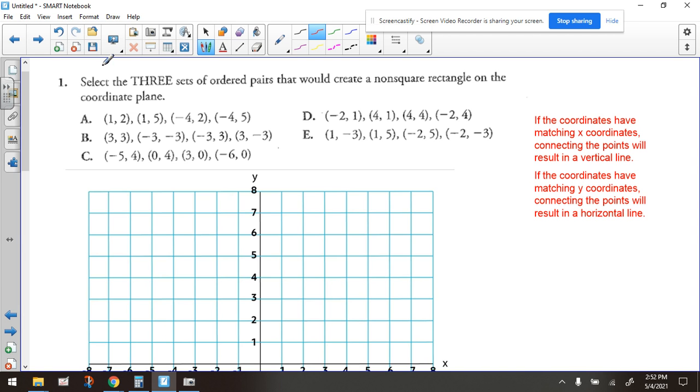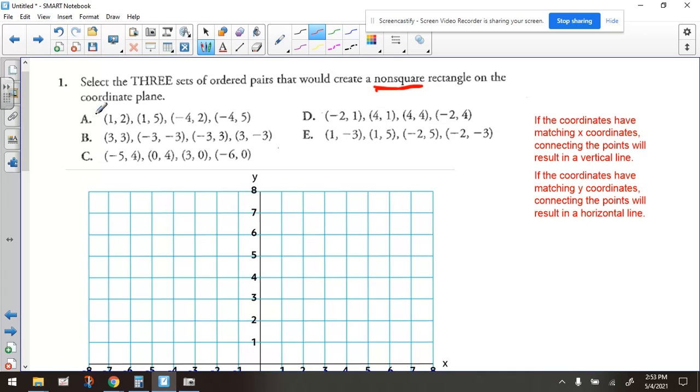We're taking a look at question number 1, which says select the 3 sets of ordered pairs that would create a non-square rectangle on the coordinate plane. So you might not know what this word means. Non-square, just to clarify, means that if it's a square, then you're not going to pick it because they want just classic rectangles where not all the sides are the same in length.